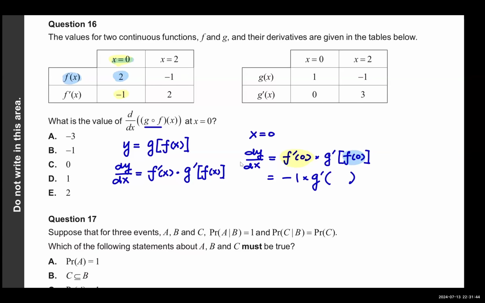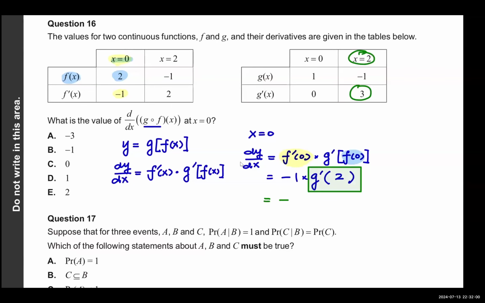f of 0 is 2. So put 2 here. Now, because the 2 also goes into g dash, then you can just look at g dash of 2. g dash of 2 gives you 3. So it's -1 times 3, and that's -3. Okay? Option A.